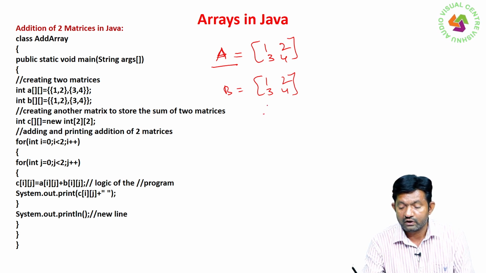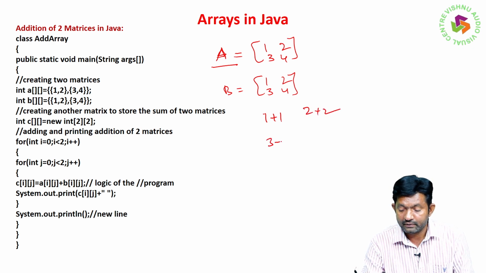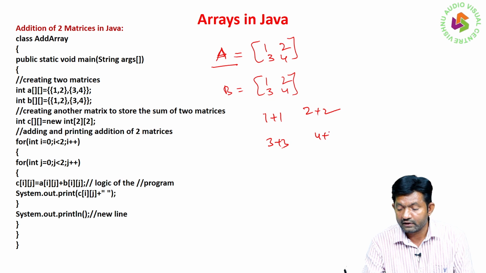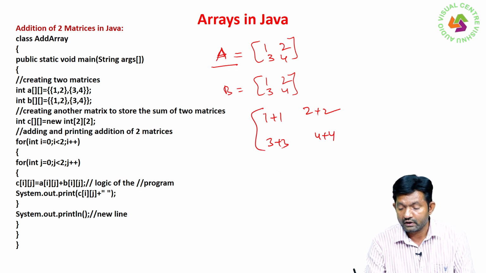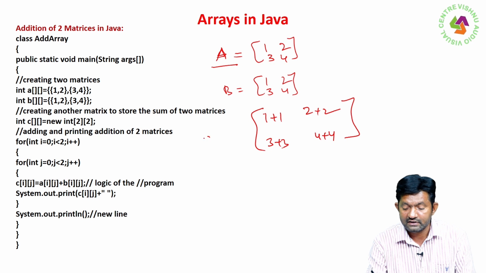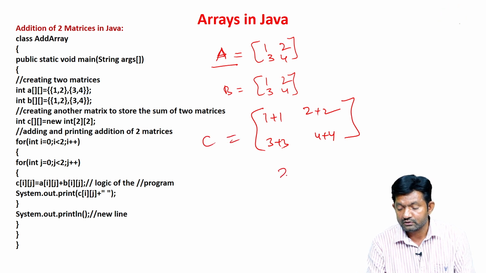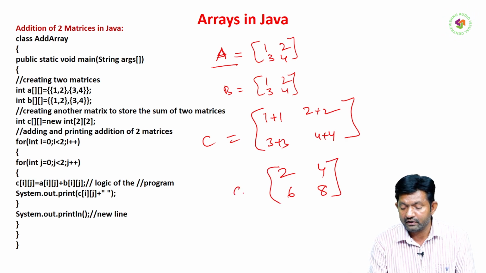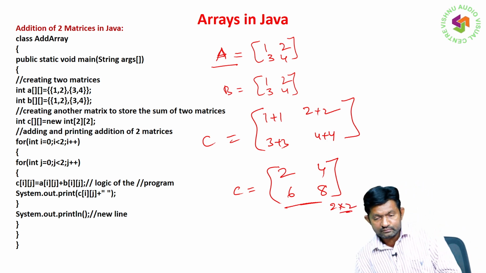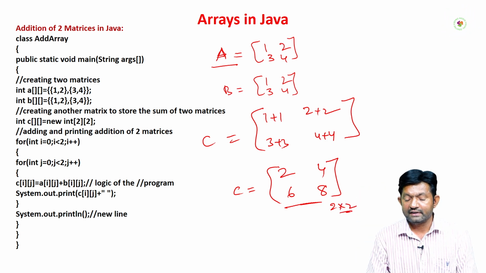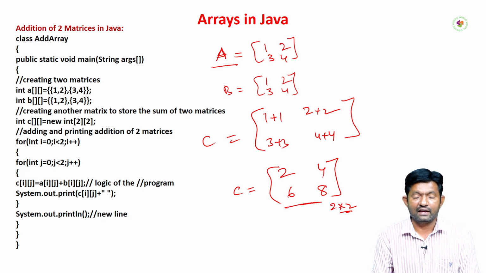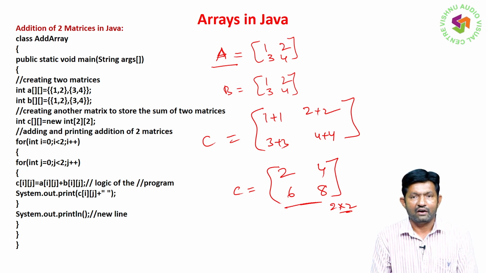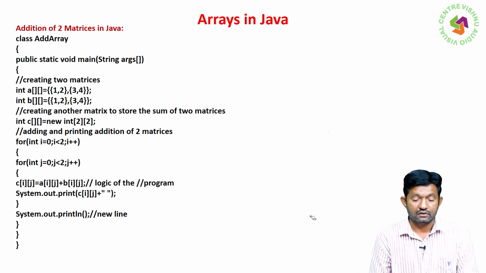Now how to add two matrices? We know that 1 plus 1, 2 plus 2, 3 plus 3, 4 plus 4. So C is equal to A plus B: 2, 4, 6, 8. This is the output matrix C, that is 2 by 2. So, 2 by 2 matrix addition. Now I'll explain the source code line by line, and I will use the pythontutor.com tool.